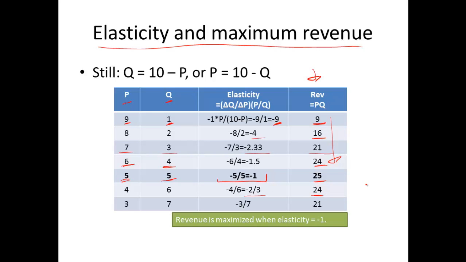There is indeed something special about what's bold in this table. This is the point where the elasticity equals minus 1, and it's the point where revenue is maximized. So what's in green here is the punchline, that revenue is maximized when the elasticity equals minus 1. And when I say when, I mean at the price-quantity combination along the demand curve such that the elasticity equals minus 1.